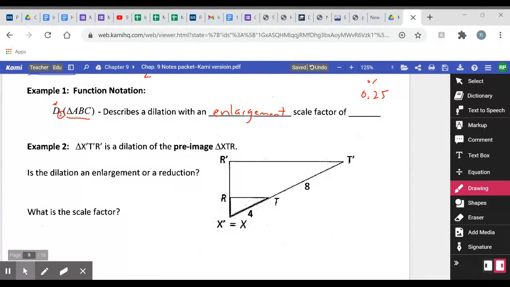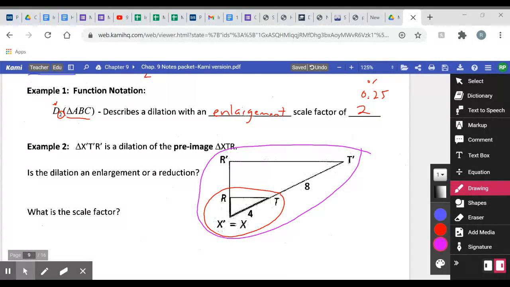Scale factor of 2. So on example 2, it says triangle X prime T prime R prime is a dilation of the pre-image triangle XTR, and is the dilation an enlargement or reduction. So we can see the original XRT is right here. And then we can see that the new one with the primes on it is the bigger triangle. So we can see that it got bigger, so we know it's an enlargement.